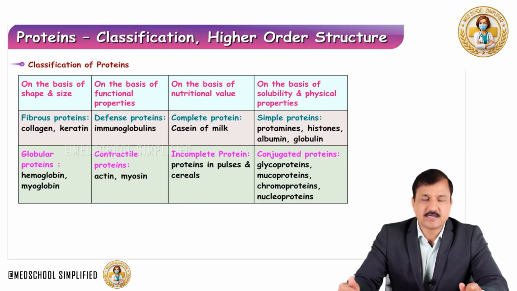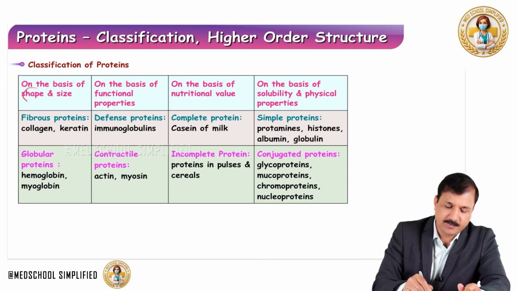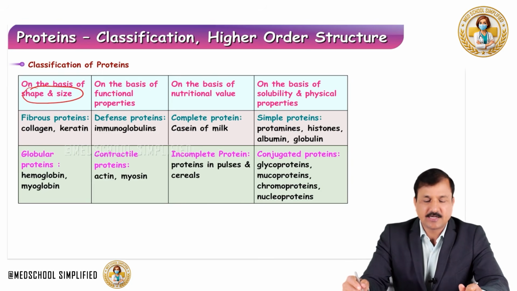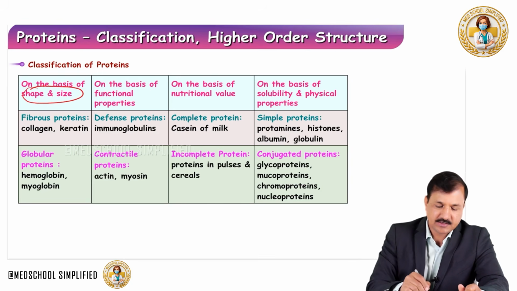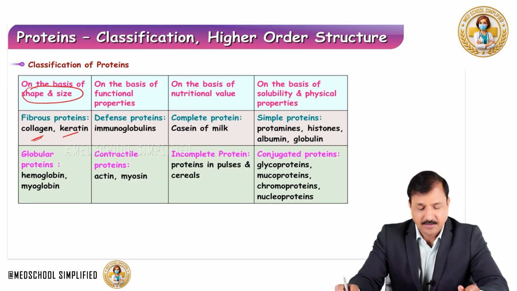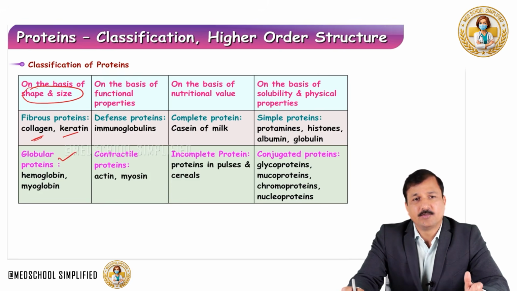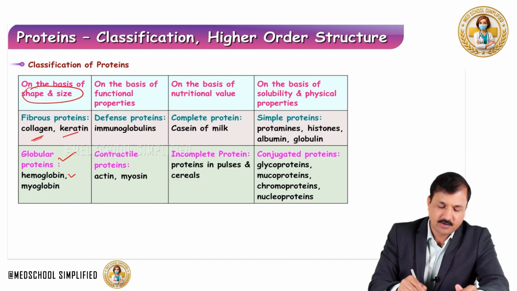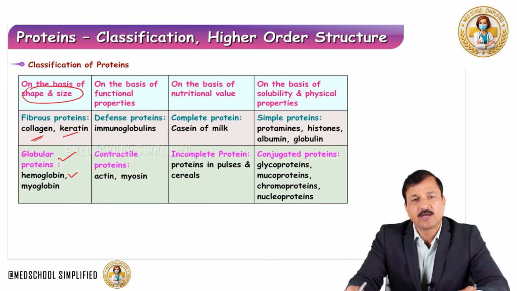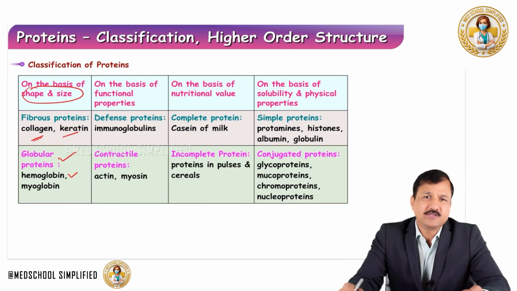Now, proteins are classified based on their shape and size. For example, we have fibrous proteins, such as collagen and keratin. And then we have globular proteins. As the name says, they are globular in shape. Examples of globular proteins are hemoglobin, myoglobin, and a lot of enzymes that are there in our cytoplasm and in most other subcellular organelles.